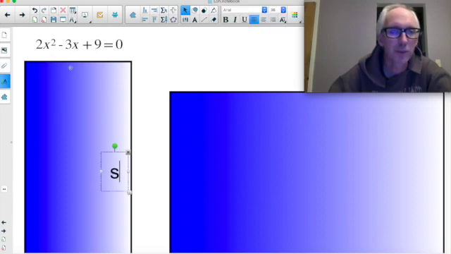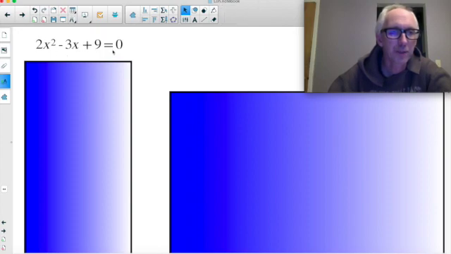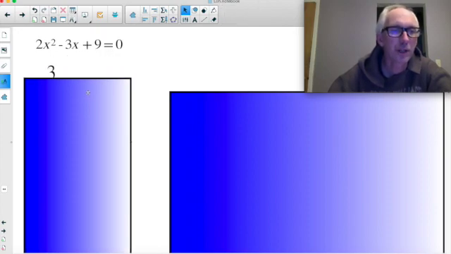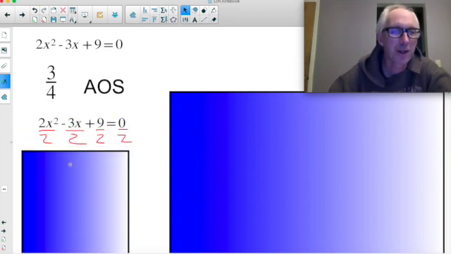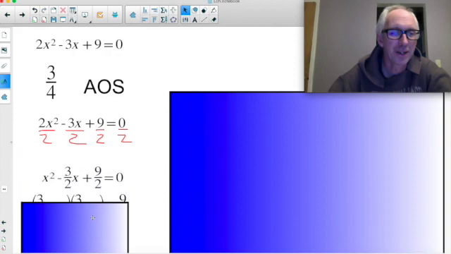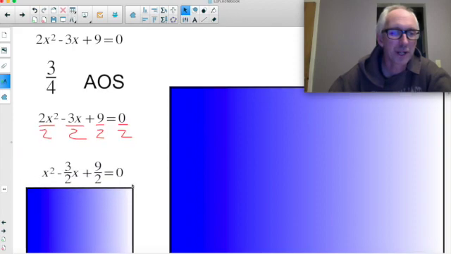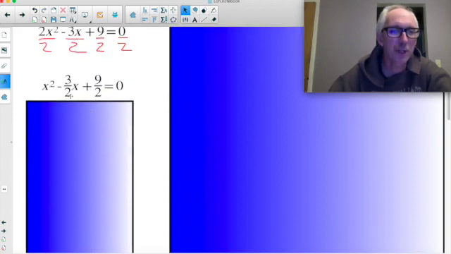We have 2x squared minus 3x plus 9 equals 0. Okay? We're going to first find the axis of symmetry, so that's opposite of b, which would be 3 over 2a, so 2 times 2 is 4. So our axis of symmetry is 3 over 4. Okay, then we're going to, since a is more than 1, we're going to divide everything by 2. And then we're going to end up with x squared minus 3 over 2x plus 9 over 2 equals 0.